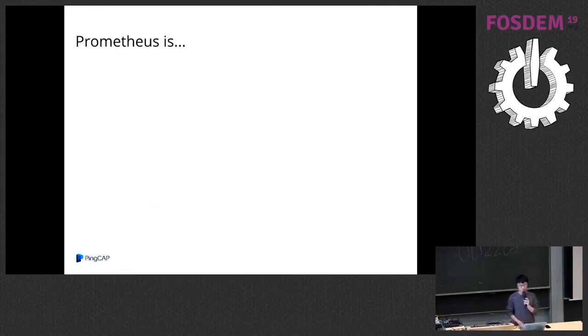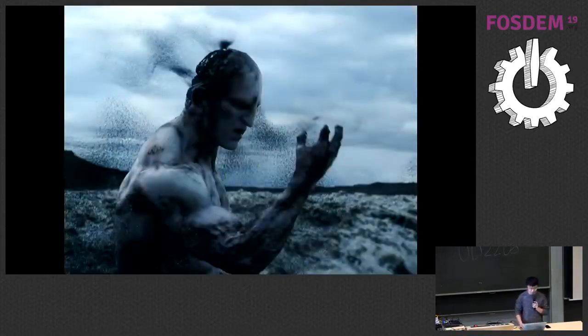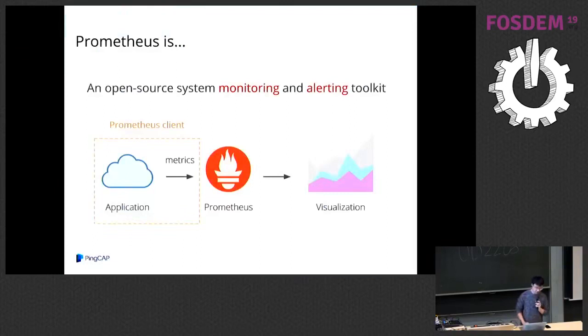So what is Prometheus? Oops, sorry, not this one. It's a system monitoring and alerting toolkit. Here is a common flow of using Prometheus. Usually, your application will collect metrics using a Prometheus client, and then you push the metrics to Prometheus or let the Prometheus server pull your metrics. And finally, you will use some visualization tools, such as Grafana, to visualize the metrics you collected.